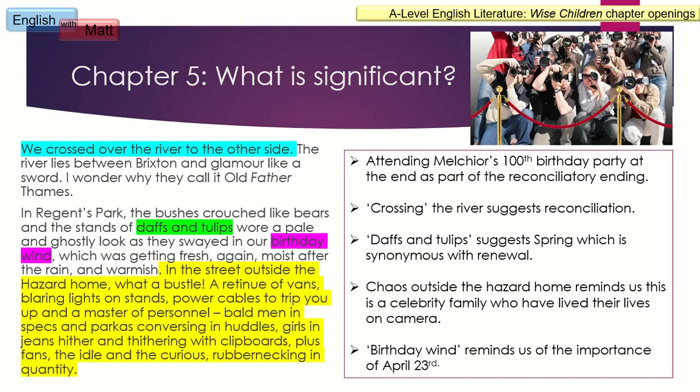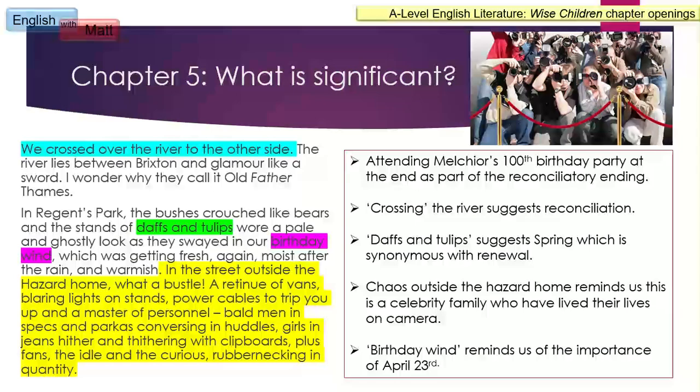We are reminded that on this birthday, Dora and Nora are 75 today, Perry and Melchior are 100. It's also Shakespeare's birthday, St George's Day. So this day, April 23rd, is a significant day.